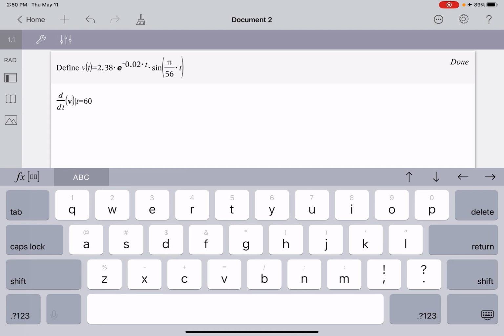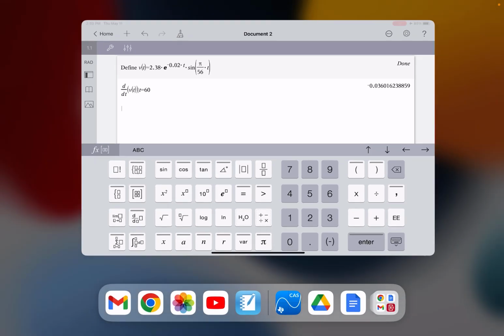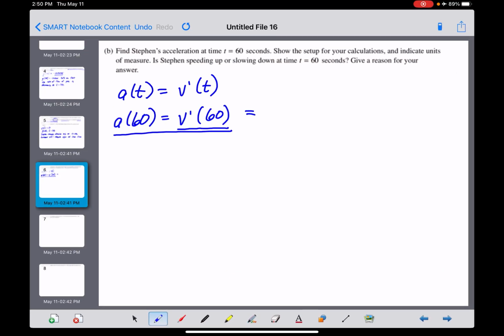So here we go, v of t, with respect to time right there. Okay, and as a decimal then, I bet it would have given me that anyhow. Looks like we got this value here of negative 0.036. So negative 0.036 looks like our answer to the first part.